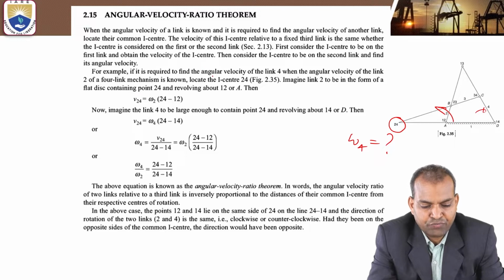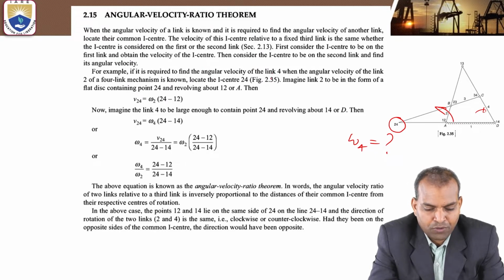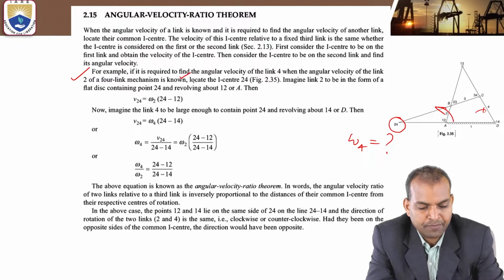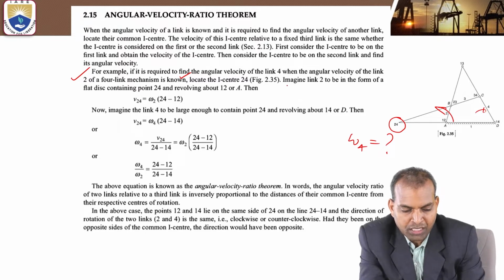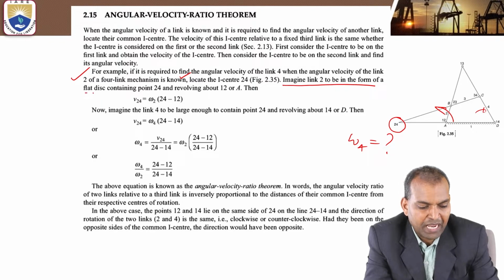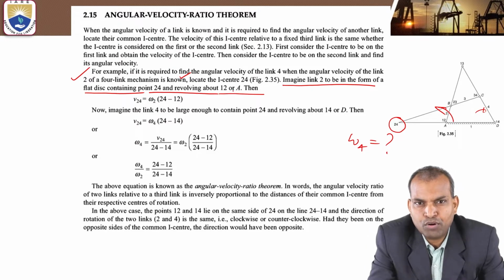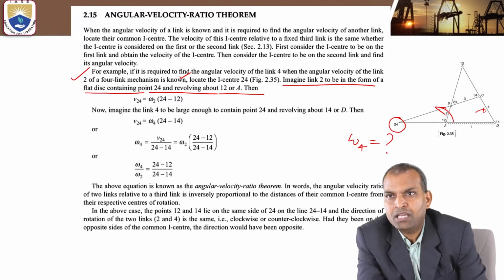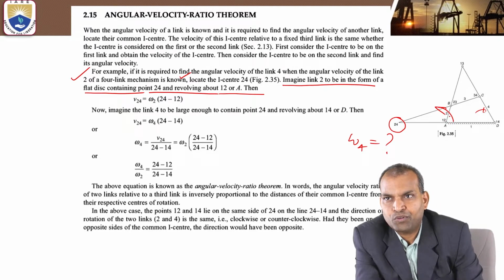Let me read. If it is required to find the angular velocity of link 4, when the angular velocity of link 2 of a 4 link mechanism is known, locate the I center 2 4. Imagine, very important, imagine link 2 to be a circular disc, a flat disc containing point 2 4 and revolving about 1 2, that is point A. What does it mean? Suppose link 2, what to do? This link 2 is considered as a flat disc.